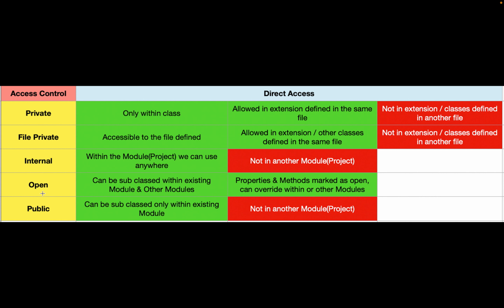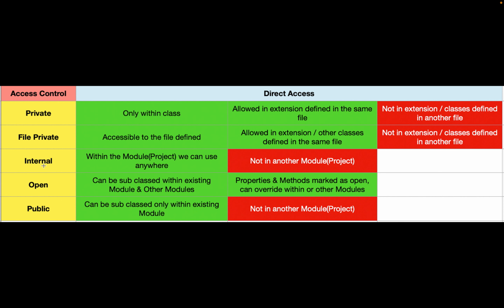So for the private, within the class we can make direct access, and it is allowed in an extension defined in the same file, not in an extension or classes defined in another file. And for the file private, it is accessible to the entire file where we have defined it, allowed in the extension or other classes defined in the same file, not in the extension or classes defined in another file.